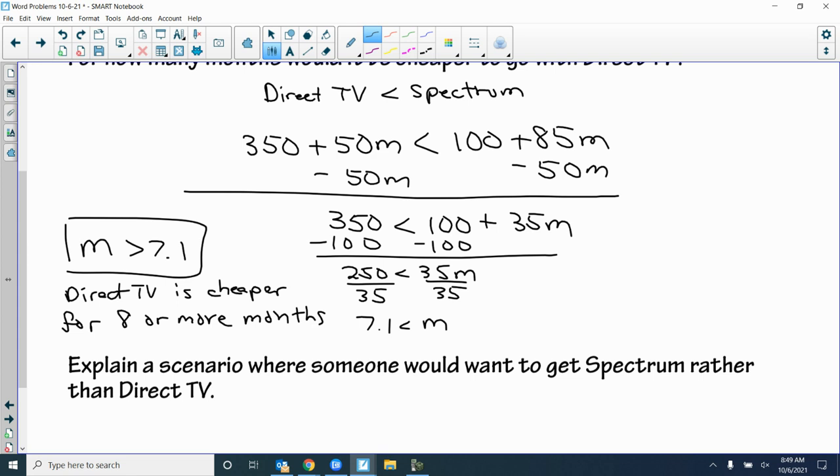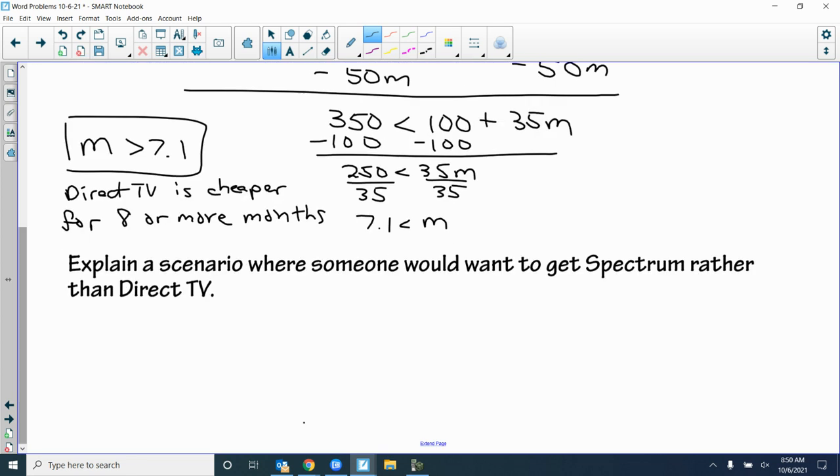Anything after 8 is cheaper, so you just can't say 8 months. Even if that's what you're thinking in your head, you got to put it down on paper because we can only interpret what you have written down. Can't say 7 because technically Spectrum would be cheaper for 7.